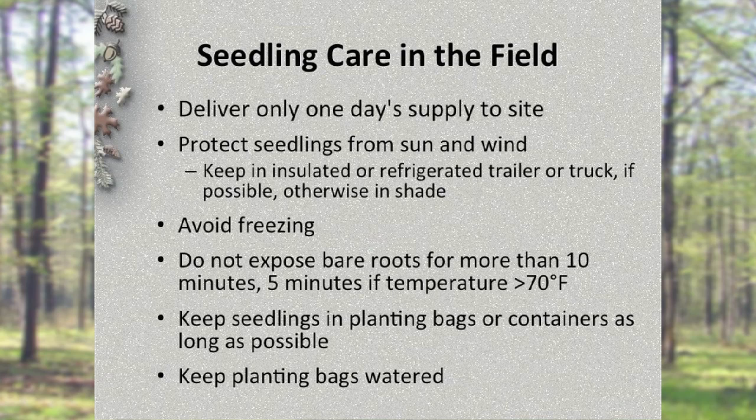So in terms of seedling care in the field, when we take it out, we want to make sure that delivery to the site is all done in one day. When we get out to the site, we want to protect the seedlings from both the sun and the wind. That means keeping it insulated in either a refrigerated truck or a trailer, and if possible, getting it out of the sun and into the shade. Make sure you avoid freezing and thawing of your material. You don't want to expose your bare roots for more than 10 minutes, and if it's greater than 70 degrees, no more than 5 minutes. You also want to make sure they're not exposed to winds higher than 5 miles an hour.